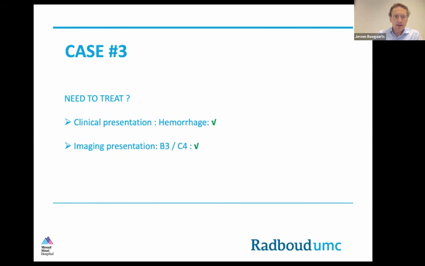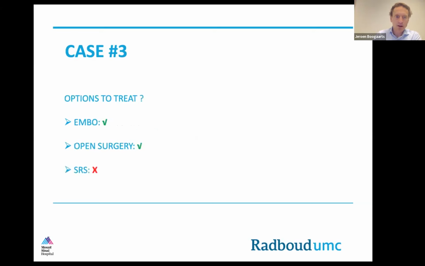So again, is there a need to treat? Yes, because there's a hemorrhagic presentation. So what is it from an imaging perspective? It's a Borden 3, so that's direct drainage into the cortical veins. It's a Cognard 4. So what are the options? Again, stereotactic radiosurgery is not an option. Embolization or open surgery, both could be an option.